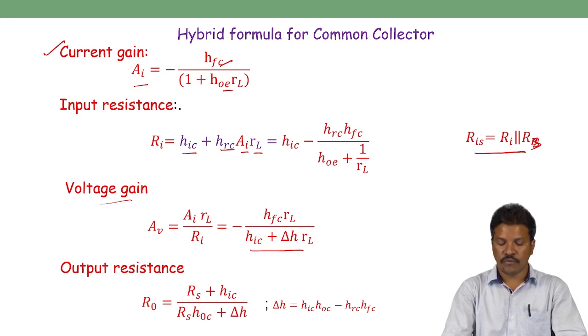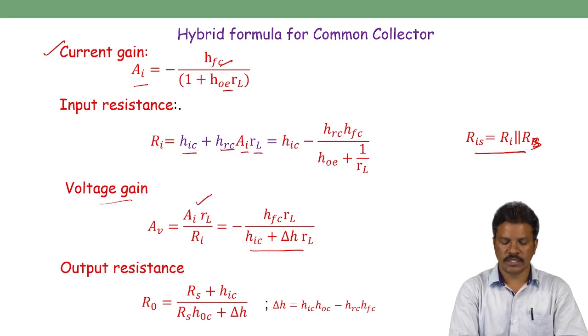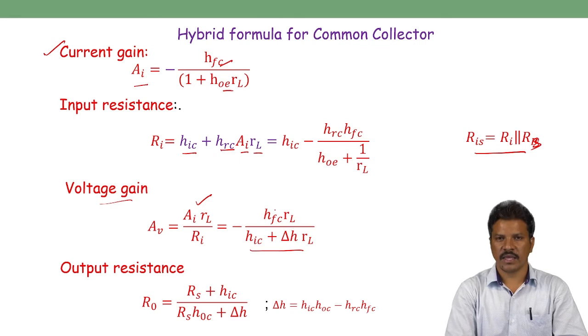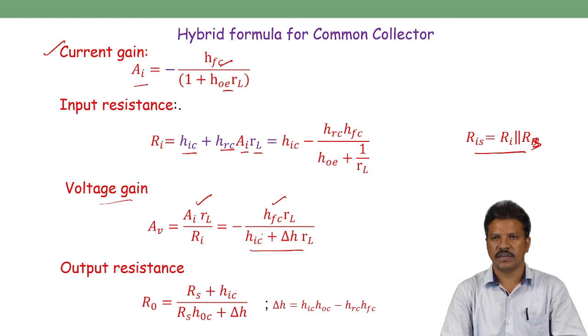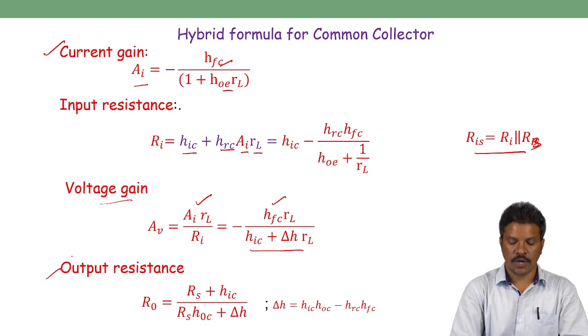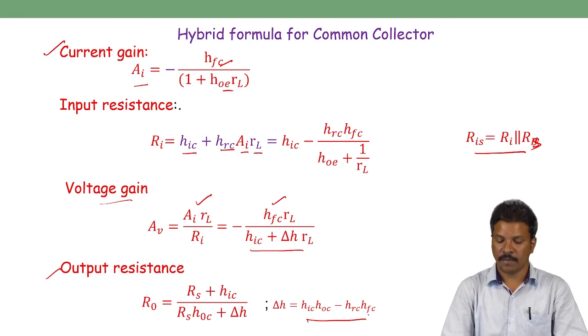Suppose you have already found RI, then it is better to use this equation. Suppose they have not asked to find AI and RI, and directly ask for the voltage gain using the H parameters, then we can directly substitute minus HFC RL divided by HIC plus delta H RL. Similarly, output resistance R0 is equal to RS plus HIC divided by RS HOC plus delta H. Delta H in common collector, we can represent using the common collector parameters in matrix form.